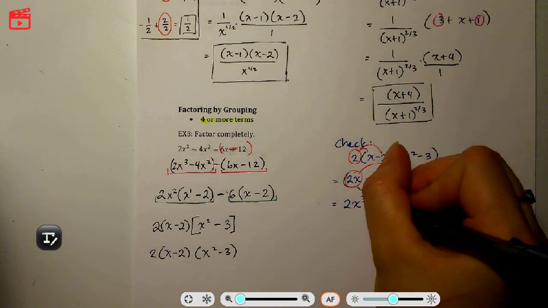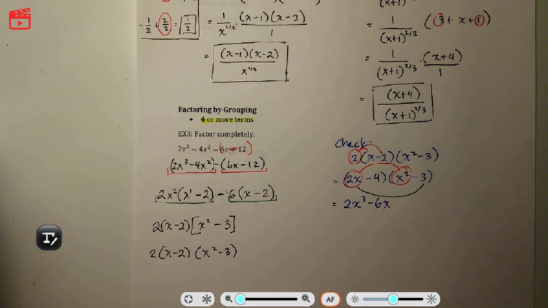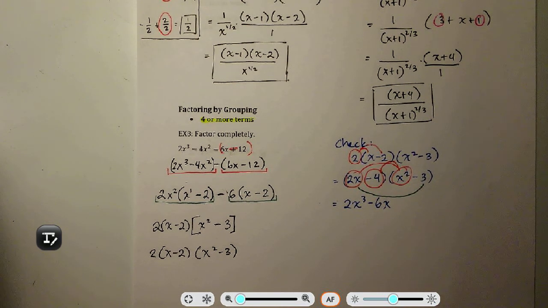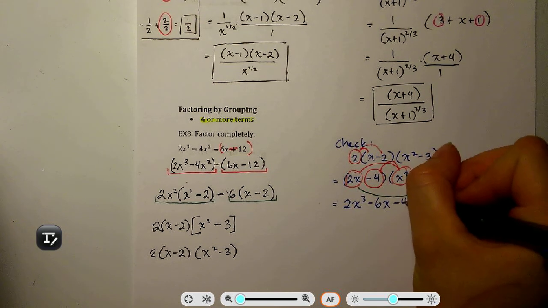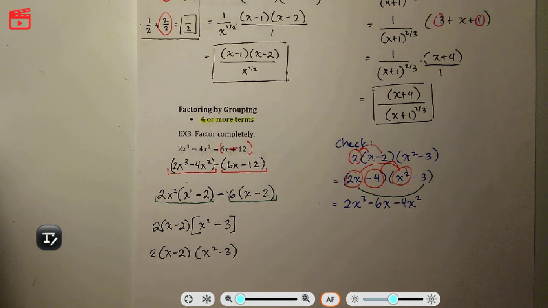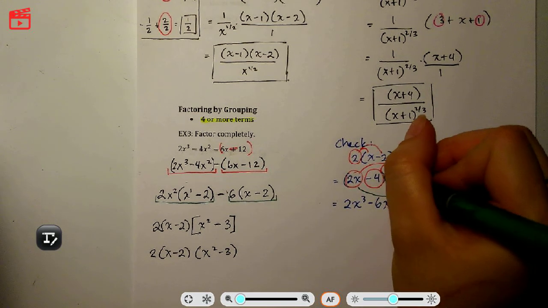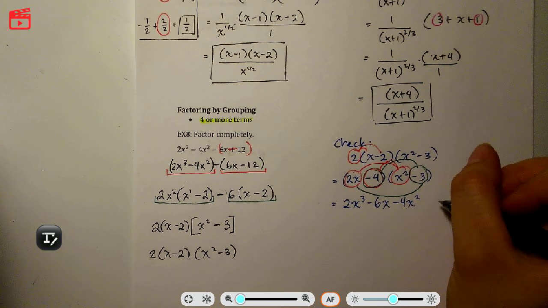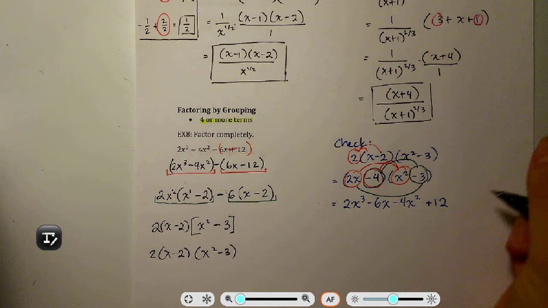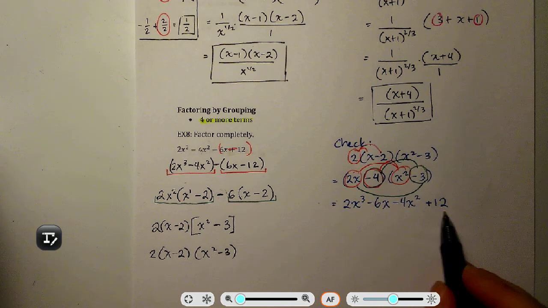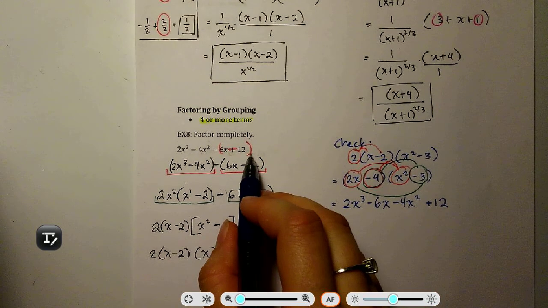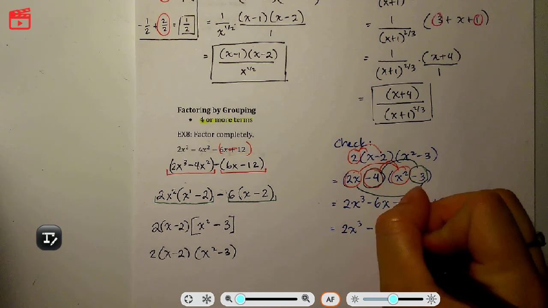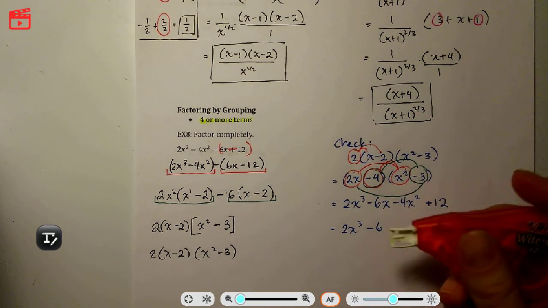Let's do outside. 2x times negative 3, negative 6x. Let's do the inside. Negative 4 times x squared. That's going to be negative 4x squared. And then lastly, multiplying the last terms together. Negative 4 times negative 3. Voila, positive 12. This looks almost like what we originally started with. So if I just switch some of the terms around, which you can do as long as you keep the sign with it, we will have what we originally started with.